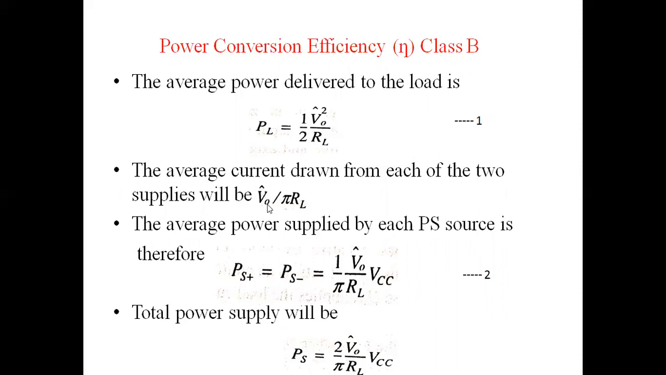Therefore, the average power supplied by each power supply will be the same, that is PS plus is equal to PS minus, which is equal to 1 divided by pi, V naught cap divided by RL, into VCC. Call this equation number 2. Therefore, using the above equation, we can write directly the total power, PS plus PS minus, as 2 times V naught divided by pi into RL into VCC.